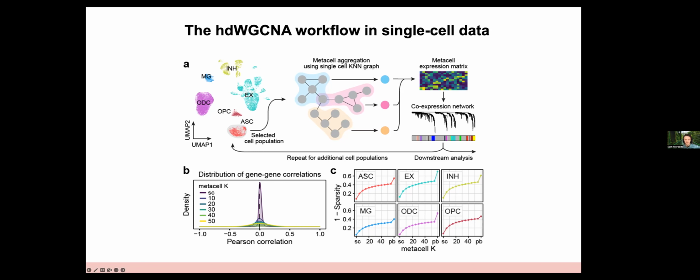And then panel C is showing us the sparsity versus the metacells. So on the very left, we have the single cell data, and then on the very right, we have pseudobulk. So pseudobulk is just combining all of the cells together for that cell type. So then you can see that it starts to plateau.